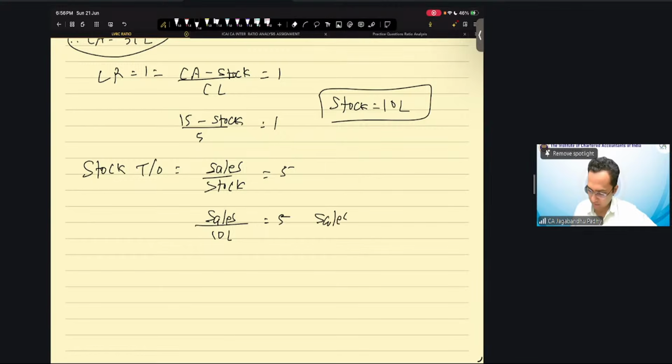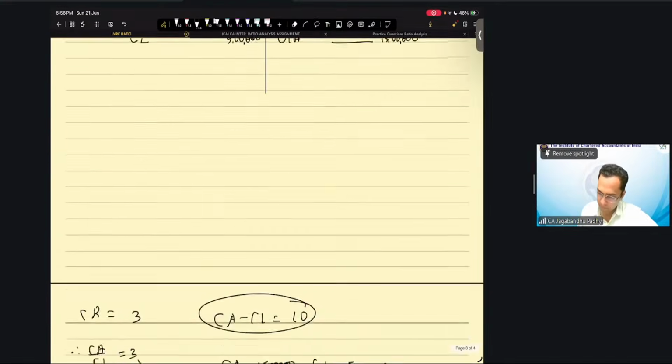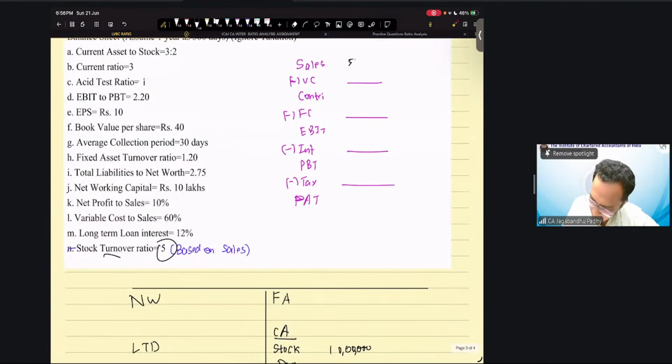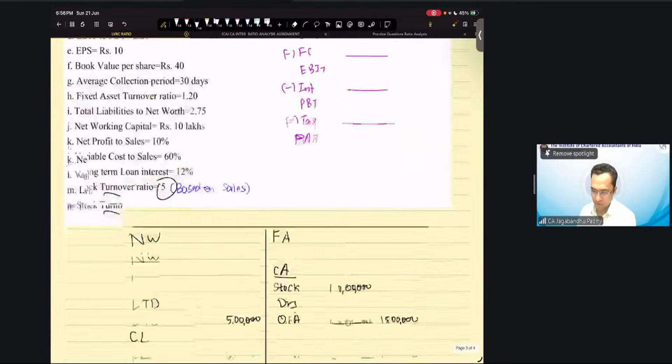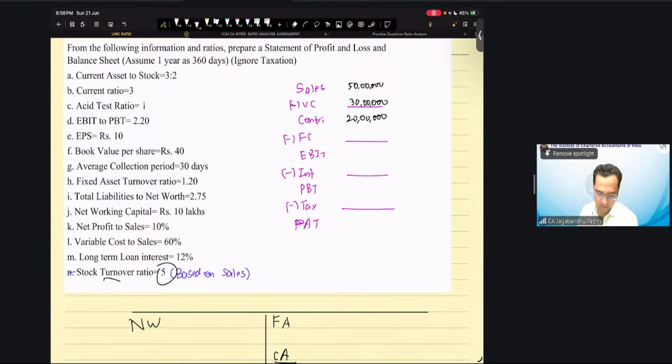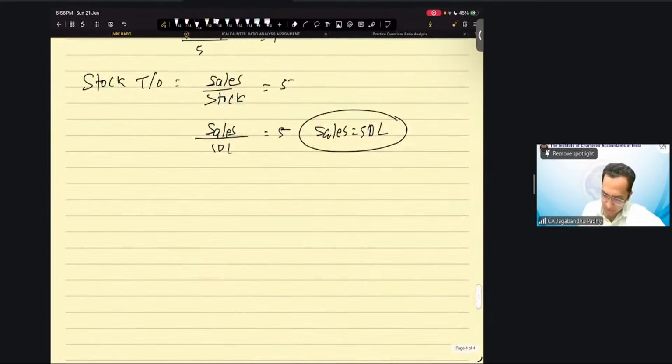So the sales value is going to be what? 50 lakh, right? So in the P&L, we'll write this as 50 lakh. Variable cost is 60%, so variable cost will be 30 lakhs. So we get a contribution of 20 lakh. Then subtracting the fixed cost, that we'll have to compute later. We got the stock, we got the sales. EBIT to PBT, we'll get the interest from that. Average collection period is 30 days. So we'll get the value of debtors.